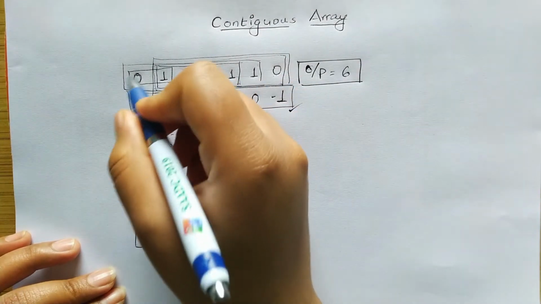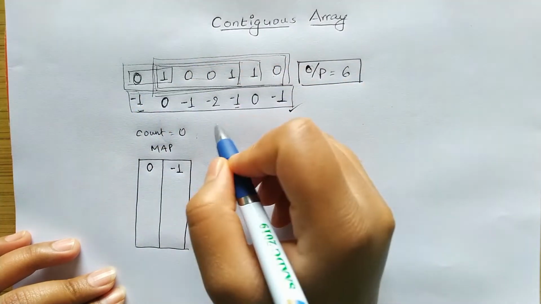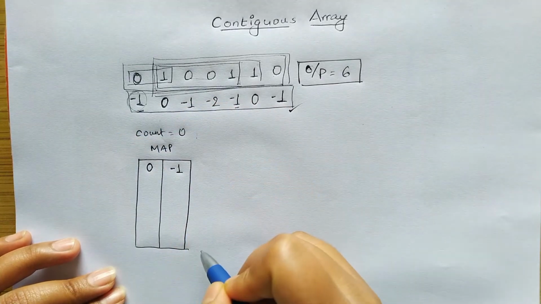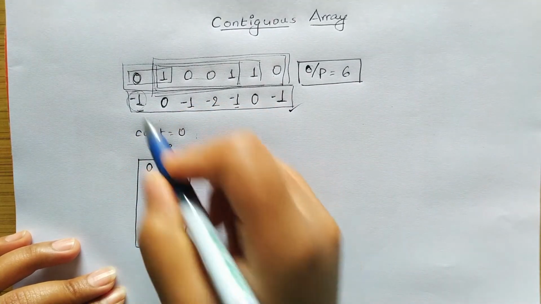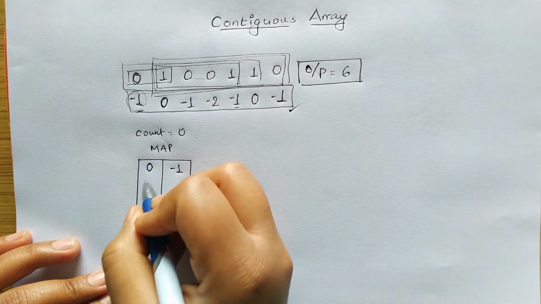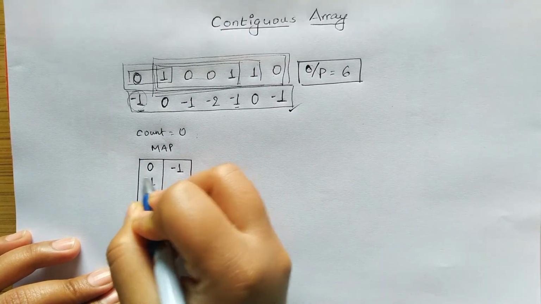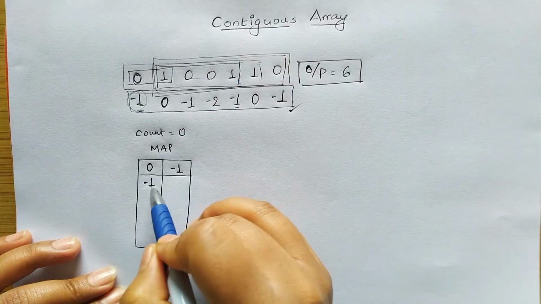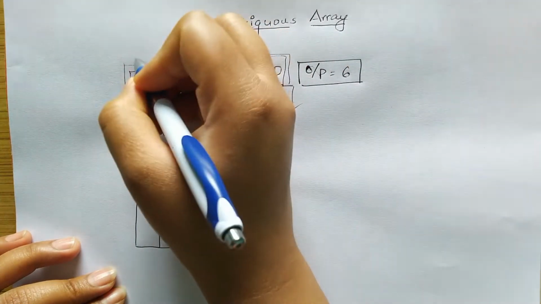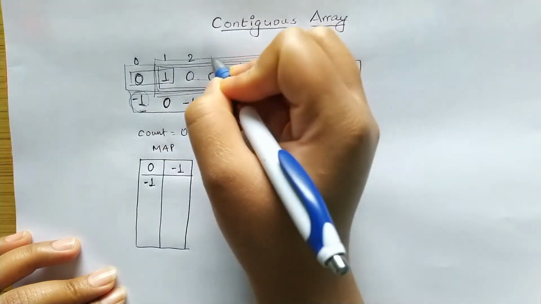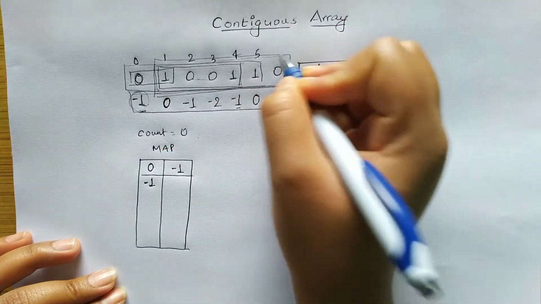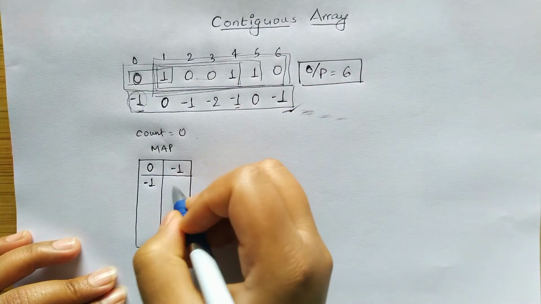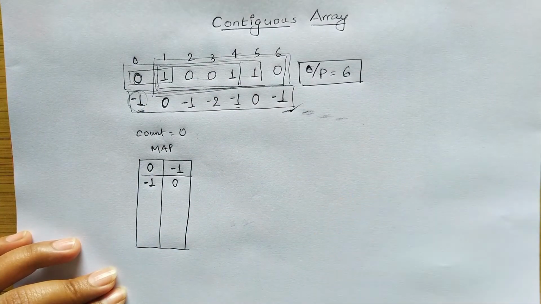From index 0, we got a 0, so we subtract 1 and have -1. Then we look for -1 inside our map. Does the map have -1? No. So what we do is store -1, and what is its index? The first occurrence of -1 is at index 0. The indices are 0 1 2 3 4 5 6. So our occurrence is 0, and we store 0 here.